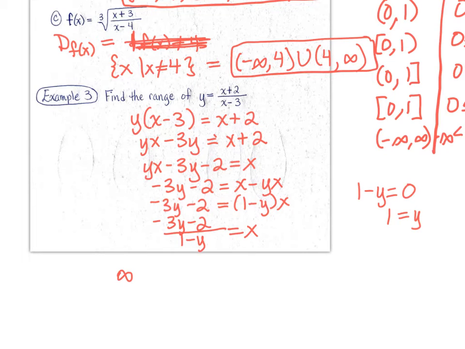You want to answer it? Yeah, I think it goes open parentheses, negative infinity, comma 1, and then close parentheses. What's the symbol? Union. Yes. Then 1, and then infinity, parentheses. Very good. Very good. That's it.